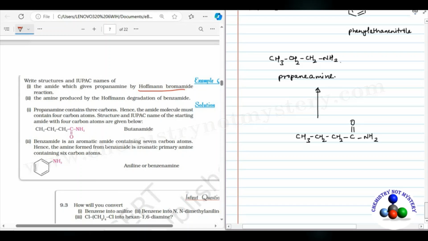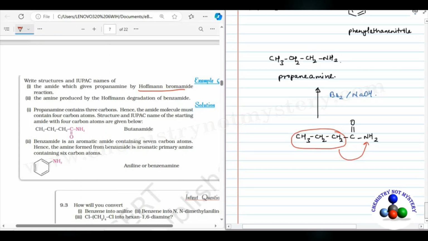In Hoffmann bromamide degradation, you have to migrate this alkyl group from carbonyl to nitrogen of amide. So that's how you can get propane amine. Here the reagent will be Br2 in presence of NaOH. So this is the structure of amide from which we can prepare propane amine by Hoffmann bromamide degradation reaction.